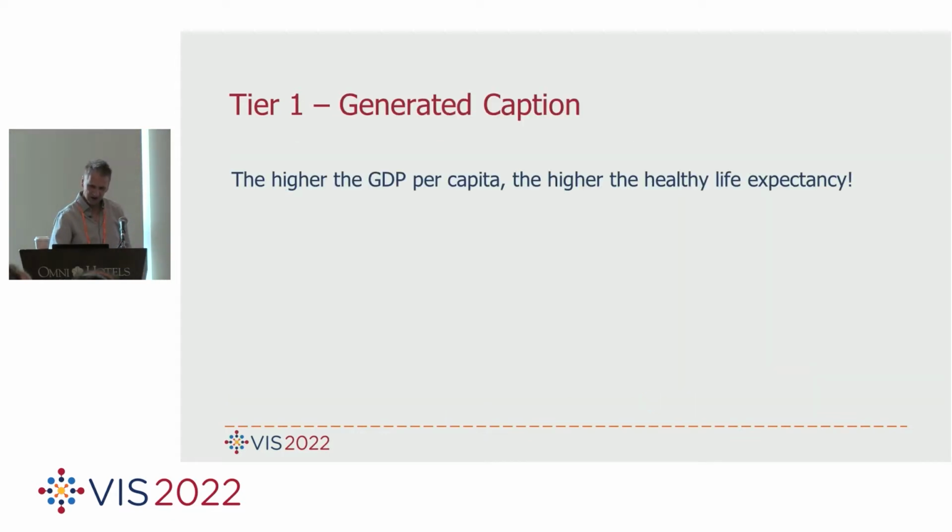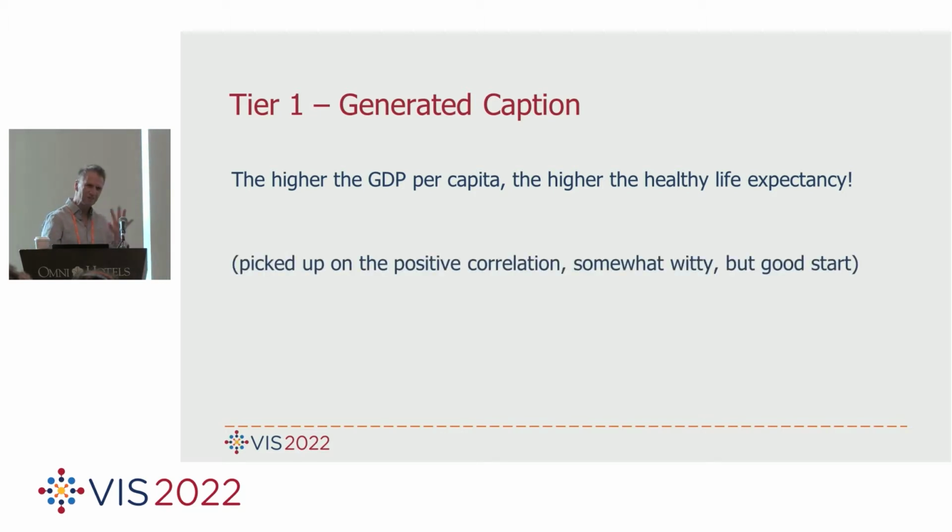And the generated caption we got in tier 1, just throwing the template at GPT-3, was: the higher the GDP per capita, the higher the healthy life expectancy, exclamation mark. Well, it's a beautiful caption, right? A little bit witty and smart-assy, but it's a good start, right? So we knew we had to do a little more than this.